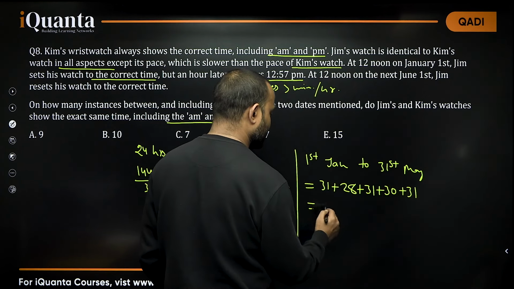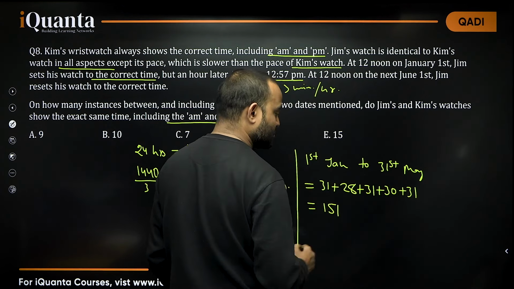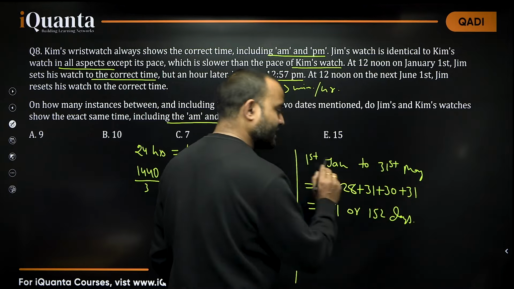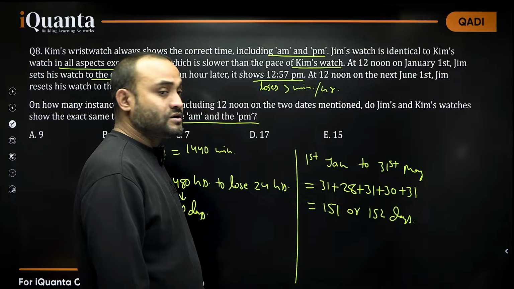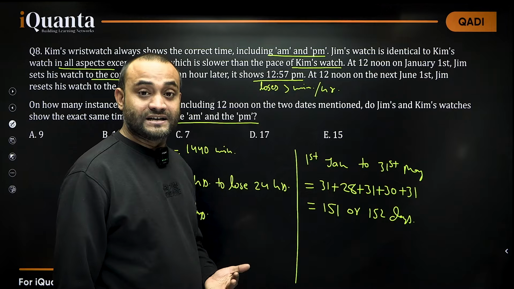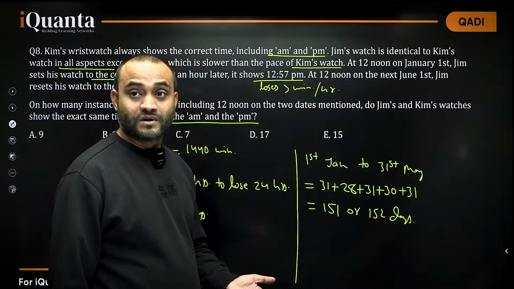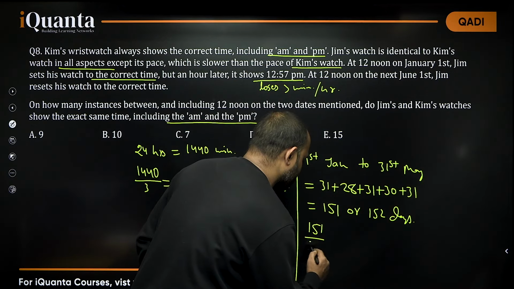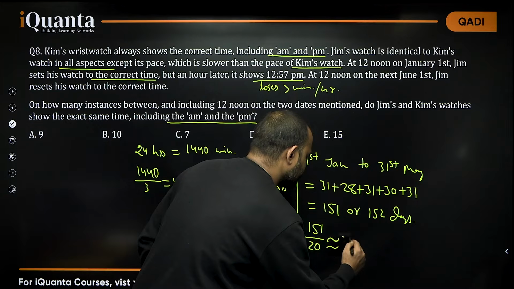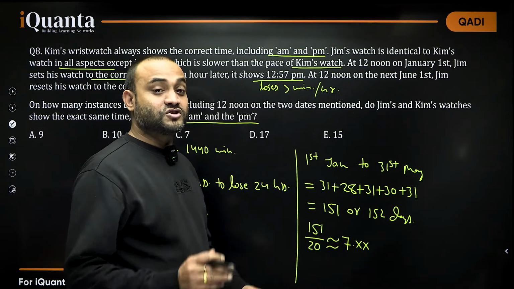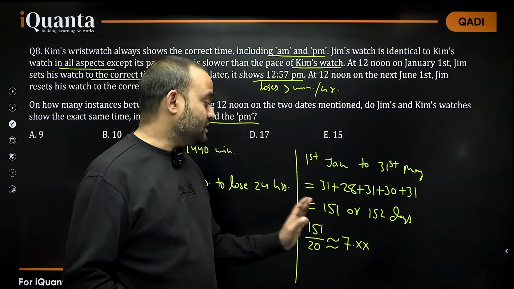So it's a total of 151 days, or 152 days if I take February as 29 days, right? Every 20 days, the clock will show the same time. So 150 by 20, or 151 by 20, is 7 point something times, right? So it's not reaching the 8th time, only 7 times.